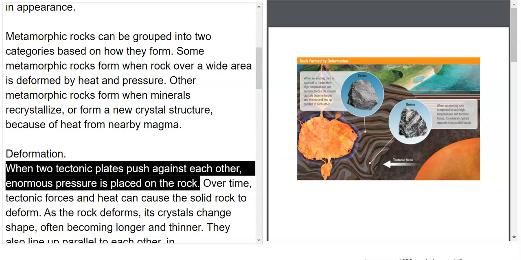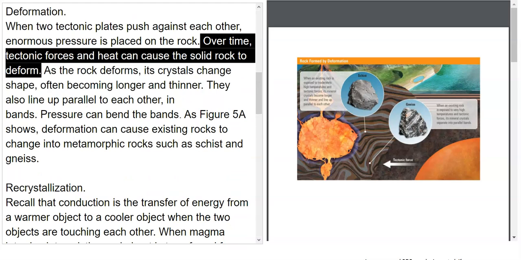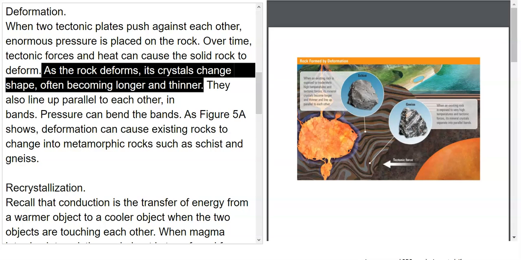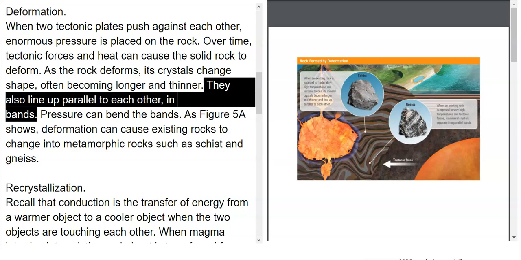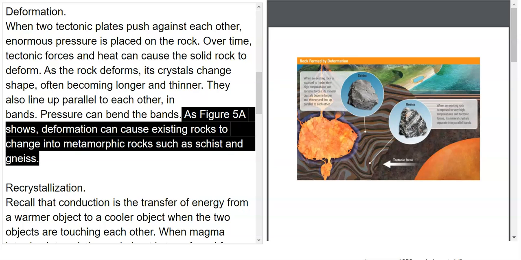When two tectonic plates push against each other, enormous pressure is placed on the rock. Over time, tectonic forces and heat can cause the solid rock to deform. As the rock deforms, its crystals change shape, often becoming longer and thinner. They also line up parallel to each other in bands. Pressure can bend the bands. As Figure 5a, this picture here, shows, deformation can cause existing rocks to change into metamorphic rocks such as schist and gneiss.